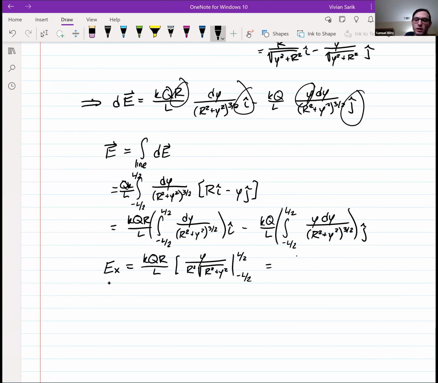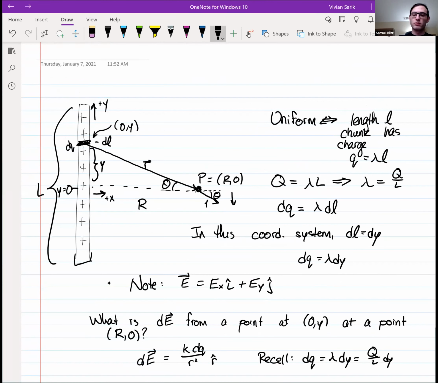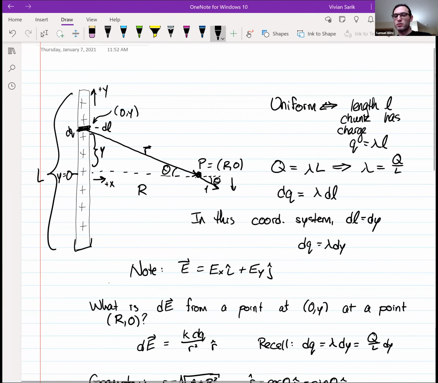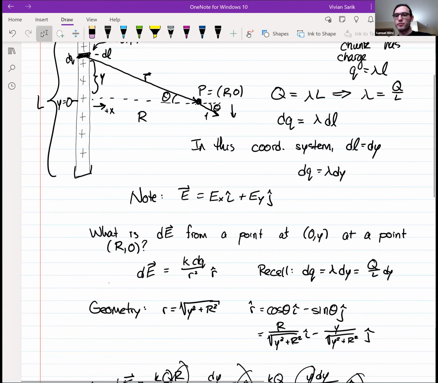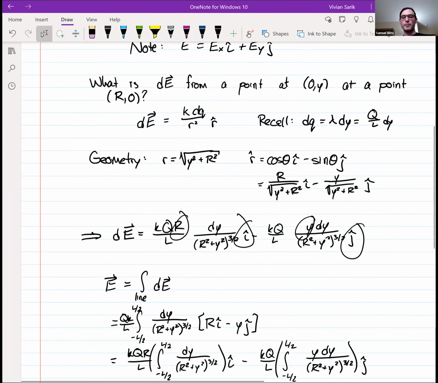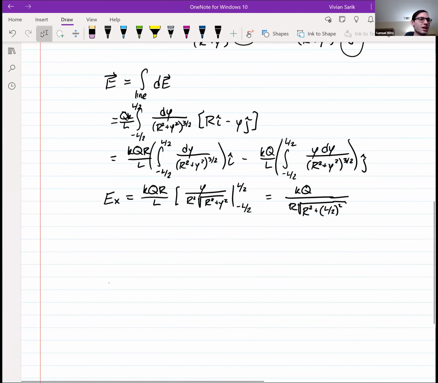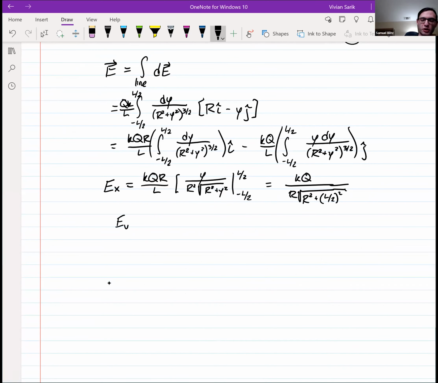And this works out to be kQ over R times the square root of r squared plus L over 2 quantity squared. It just is what it is. The j is negative because the unit vector points downwards, right? Like it's pointing that way. That's just because the vector started out above the y-axis, so it has to point down. So that is the x component. You can do this integral. I'm not going to go over it. It's not a calculus class. And then if you do the y integral, you find that it's miraculously 0.